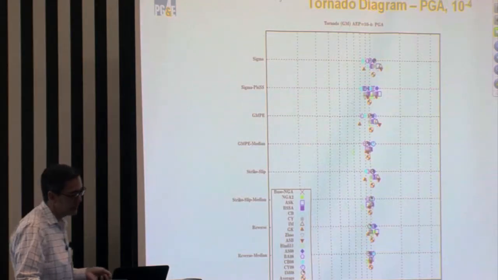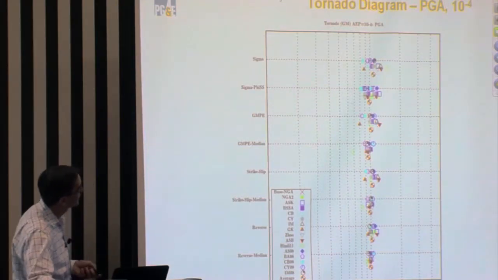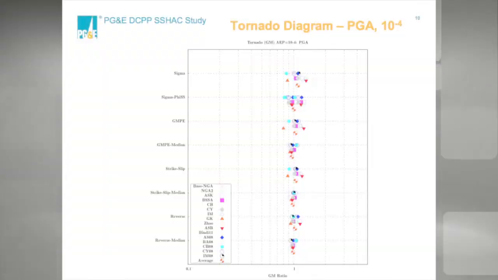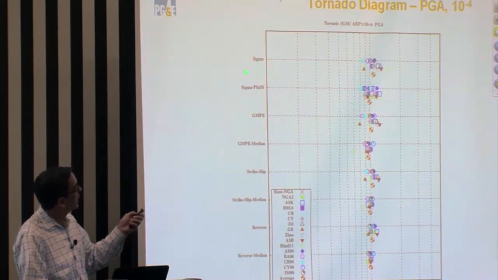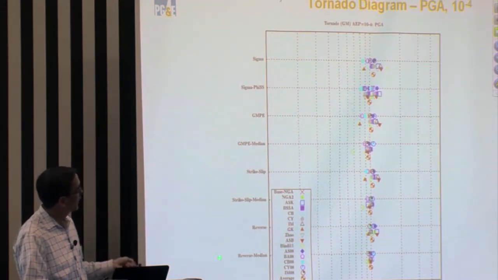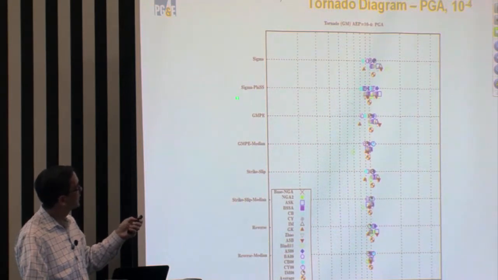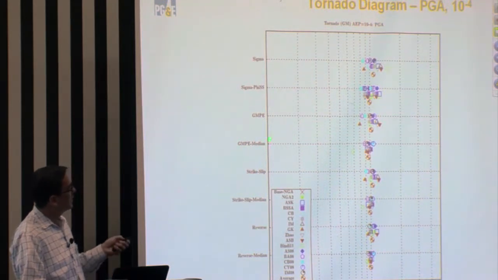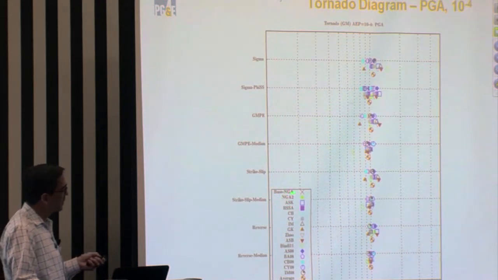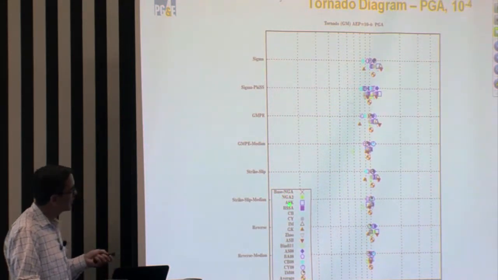So when we do that, this is what it boils down to. This is a tornado diagram. I'm showing you PGA at 10 to the minus 4, and this is the ground motion ratio on a log scale from 0.1 up to 5, so it doesn't quite go 2 decades. I've got the 8 classifications in the same order as on the previous slide: the sigma, sigma phi SS, the GMPEs, GMP median, strike-slip, strike median, reverse, and reverse median. The individual GMPEs are differentiated by different symbol types.